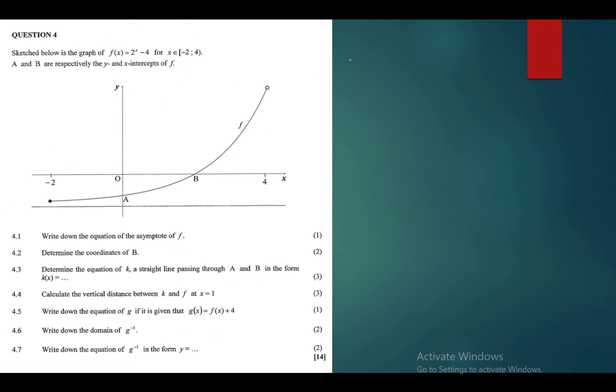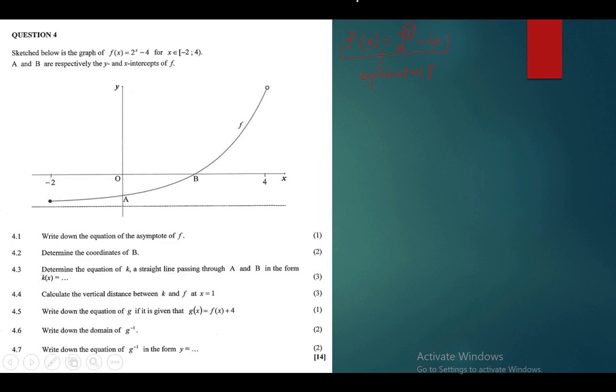If you look at the function, f of x equals 2 to the exponent x minus 4. Now this function f is the exponential function. How do I know that it is the exponential function? Because my variable x is the exponent. So 2 to the exponent x minus 4 is your function. X is the exponent, so this is the exponential function.